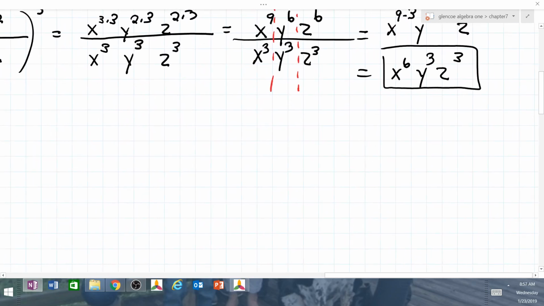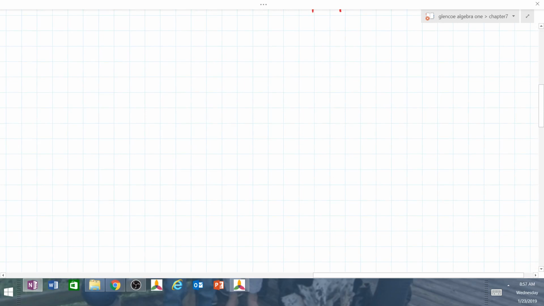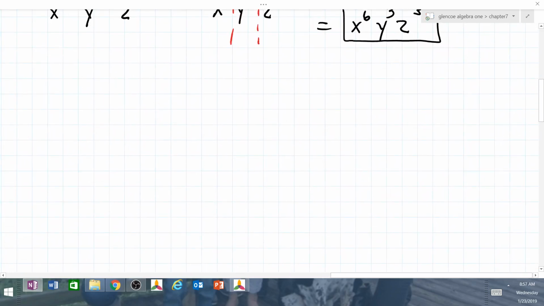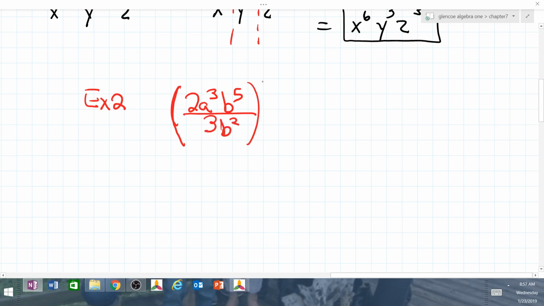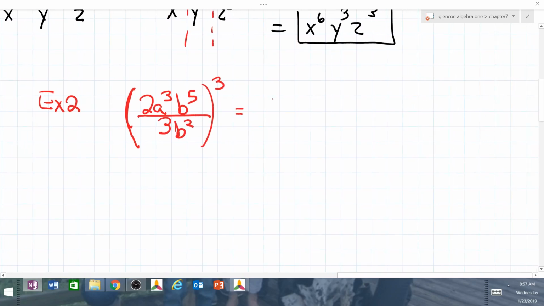So why don't I end there for today. No, I'm gonna do one more, and then we'll end. Let's do what is example 2 in your notes, which is 2a cubed b to the 5th over 3b squared to the 3rd power. Okay? So let's take it nice and easy. Let's rewrite the numerator first.